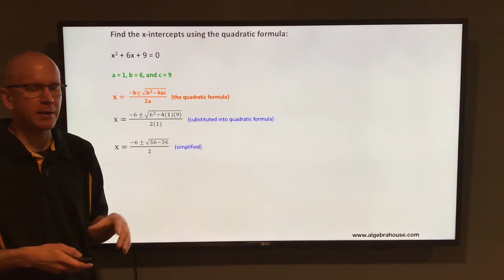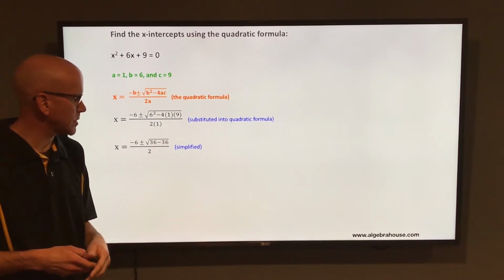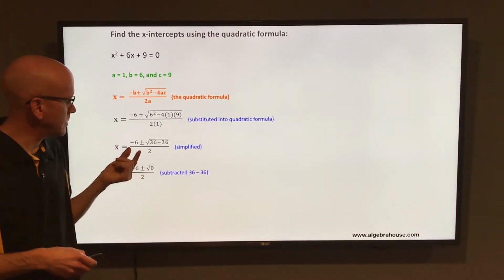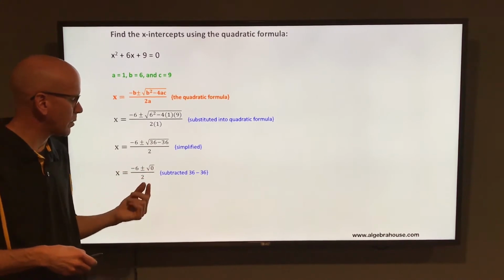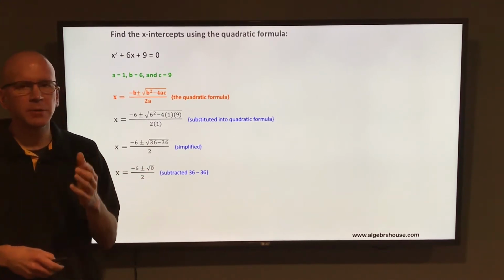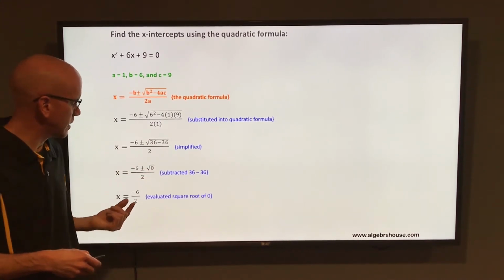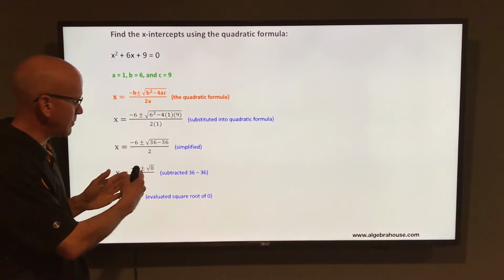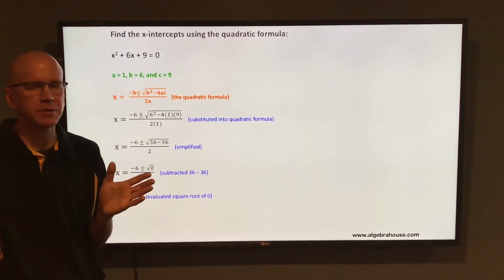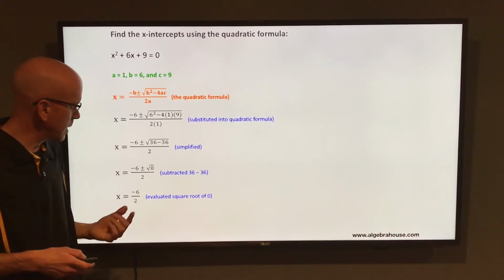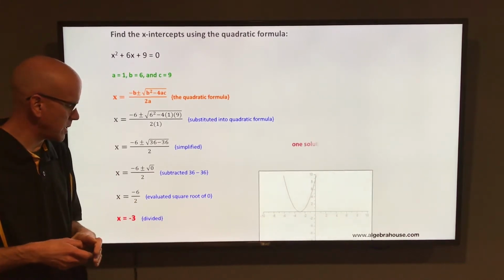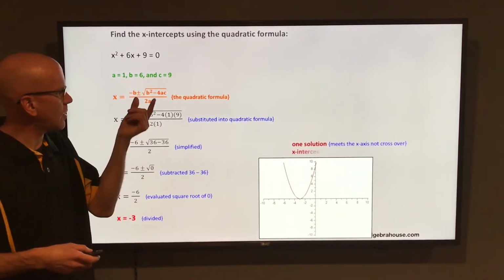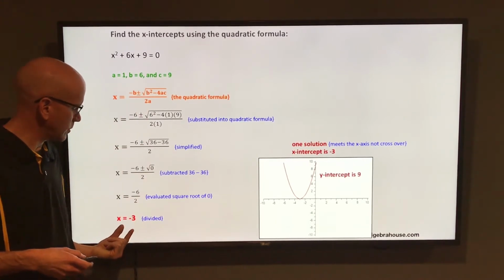Keep working through that. Under the square root sign, 36 minus 36 is 0. So we have negative 6 plus or minus the square root of 0 all over 2. The square root of 0 is 0, so it'd be negative 6 all over 2. If you have negative 6 plus or minus 0 over 2, it's still just going to be negative 6 over 2. So negative 6 over 2, that reduces to negative 3. So we've solved that for x. We got x equals -3.